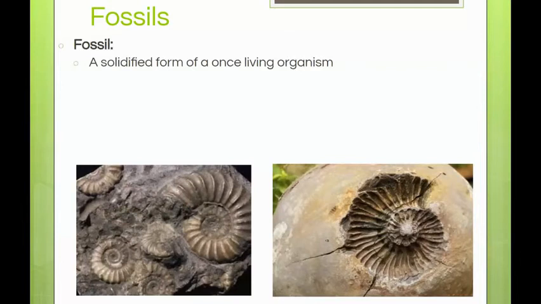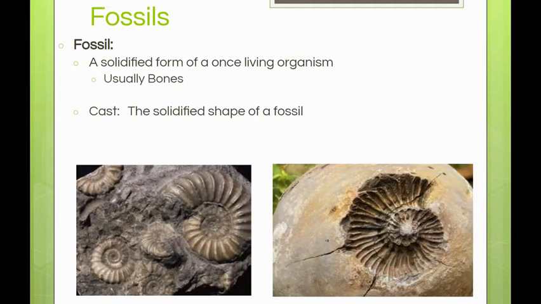A fossil is a solidified form of a once living organism. Big emphasis on the solid piece. Now, usually these are like bones. When you go to the museum and you see the cool dinosaur skeletons, those have been preserved through a process called petrification, where the rock literally fused in with the bone and then turned it into a permanent rock that can be preserved for millions of years.